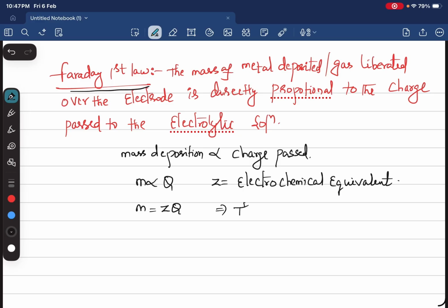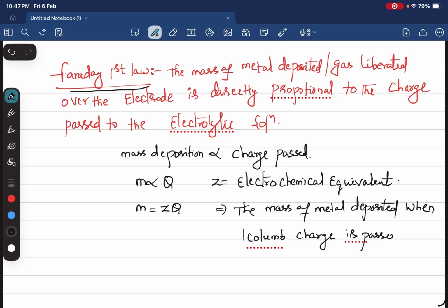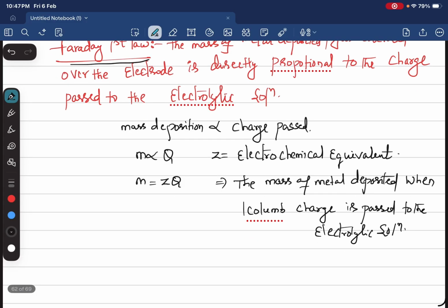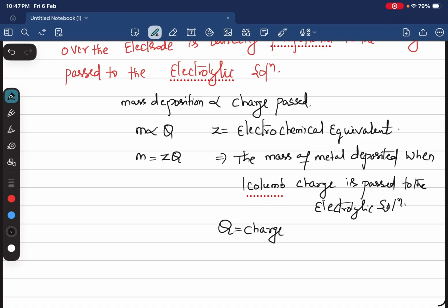How to define this? The mass of metal deposited when 1 coulomb charge is passed to the electrolytic solution is called Z. Here Q is nothing but charge, which can be written as I into T, where I is current in amperes and T is time in seconds. This is how we can write it.